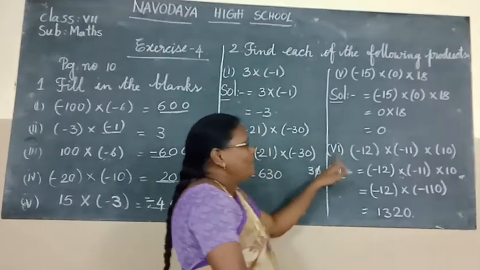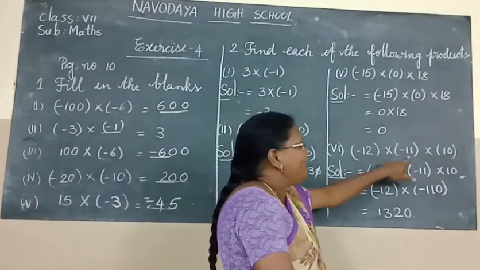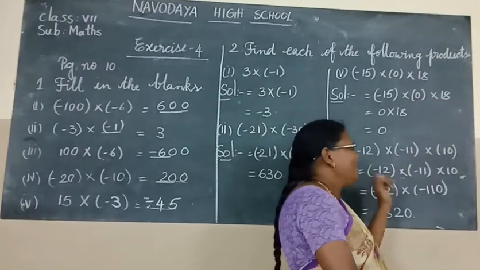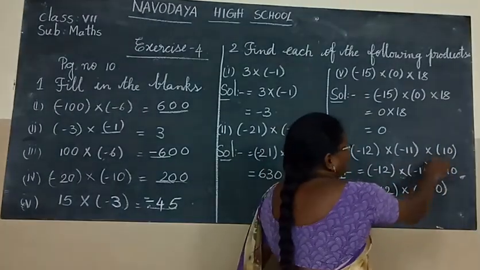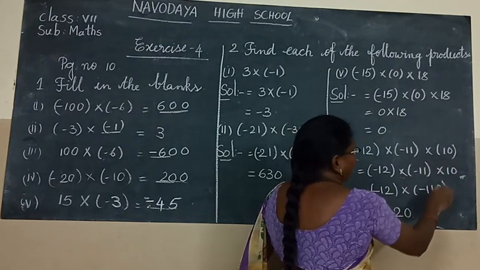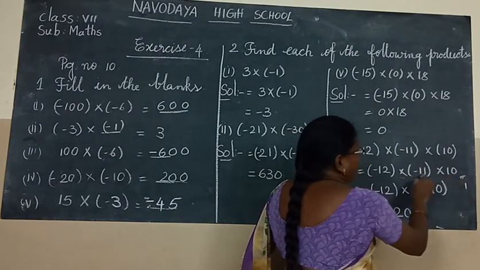Next, the sixth one: minus 12 into minus 11 into minus 10. Sorry, plus 10. 10 ones are 10.